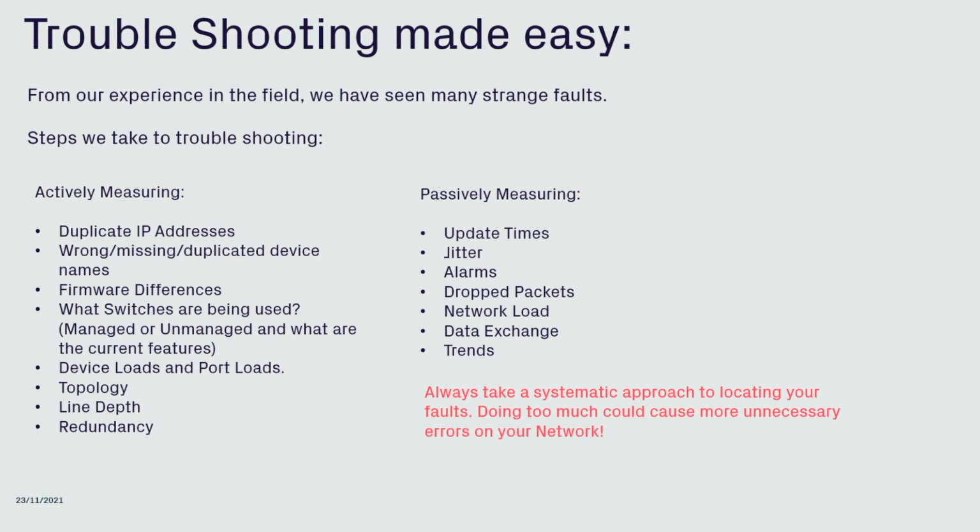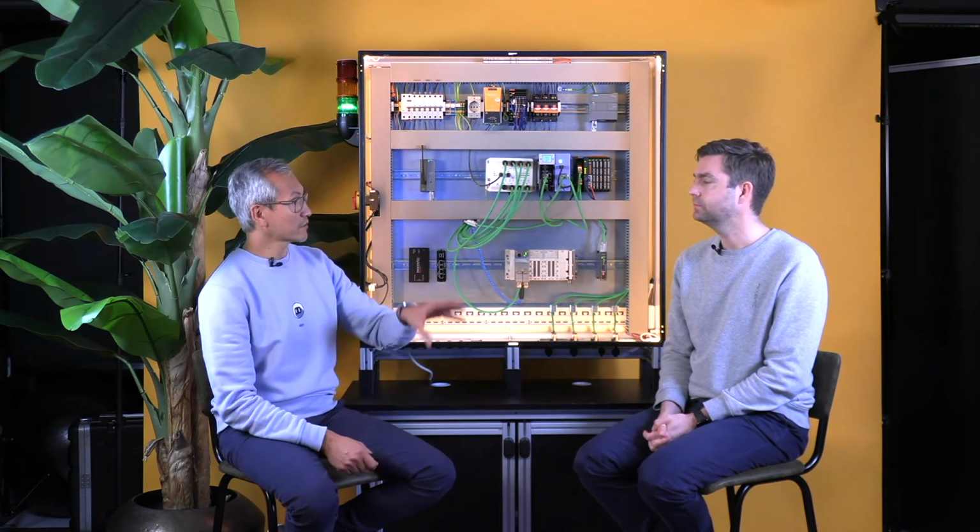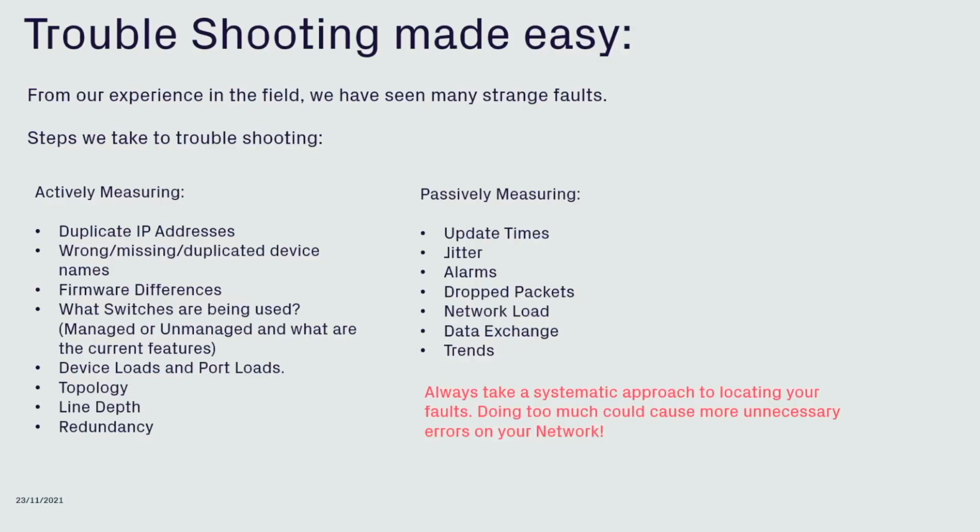Okay, so that's important, to ensure all your devices, they may not have to be the latest firmware version, but they should all be operating on the same firmware. Yeah. And also interesting to know, with our LogBox we can make sure that we have the correct, verified firmware version available. Okay. Switches information you can find, and also device and port loads, topologies, and line depth. So a lot of good information to do your troubleshooting already.